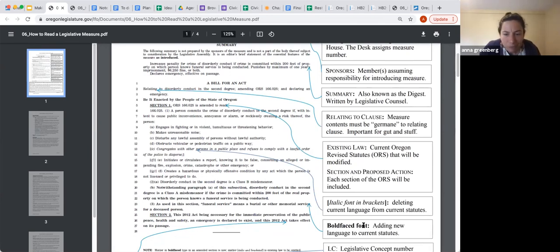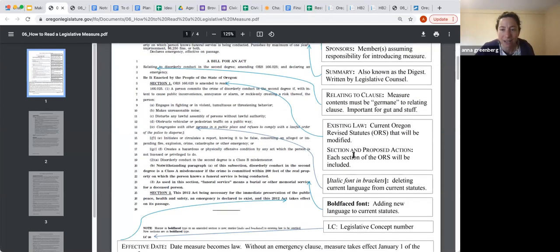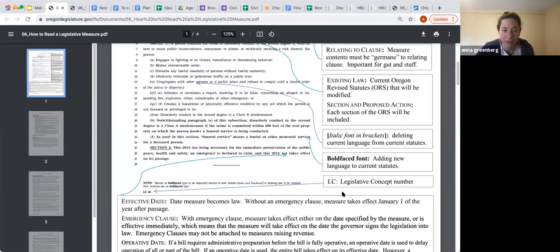You can see what the italics denote versus boldface. So if you're looking at a bill on the website, you could keep this open in another window and refer back to it to know what all these shorthand notations and different fonts mean.